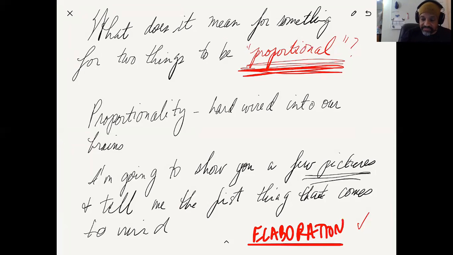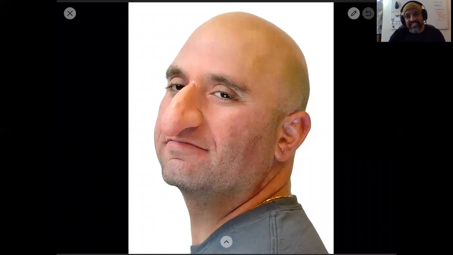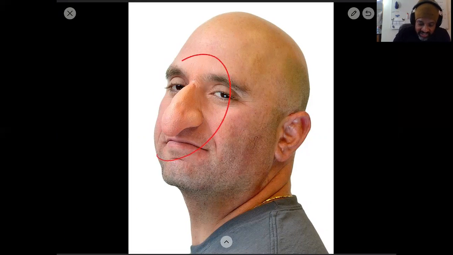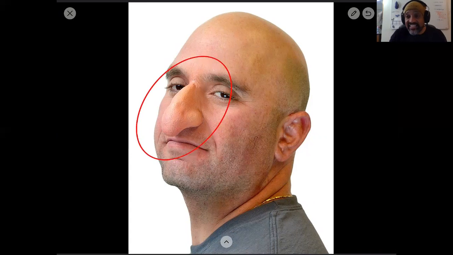Here's the first one. What do you notice about this guy? If you are like most people, you're going to say, whoa, that dude's got a big nose. Yes, that nose is not proportional to the rest of his face. Basically, what you're saying is, his nose is not proportional to the rest of his face, or to a normal nose. But that's what proportional means, and everyone knows how to say that.